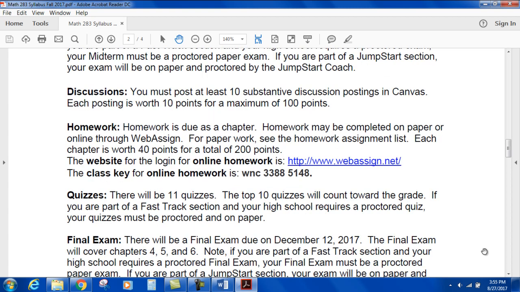Homework. Homework is due as a chapter. Homework may be completed on paper or online through WebAssign. For paperwork, see the homework assignment list, and I have 11, 12, and 13 done now, and it's also done in WebAssign. And they're the same problems, whether you do it in WebAssign or on paper, the exact same problems. Each chapter is worth 40 points for a total of 200 points. So 5 times 40 is 200.